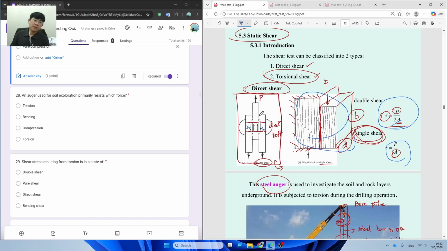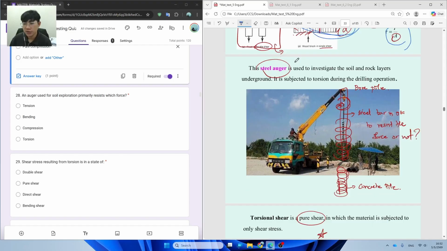And then for the direct shear test, for the double shear, most of the time we test copper, aluminum, and cast iron. And for our CE field, it is the drilling augers over here, which apply the torsional force to the ground in order to push the soil or get the soil out in order to cast a concrete pile like this.